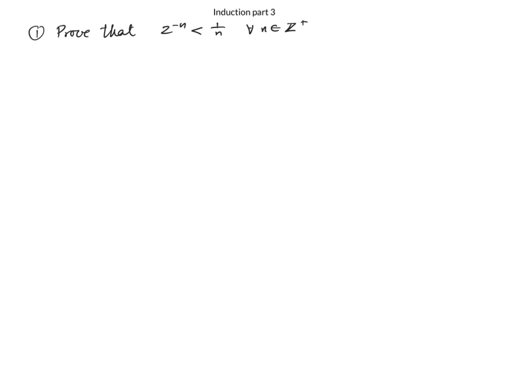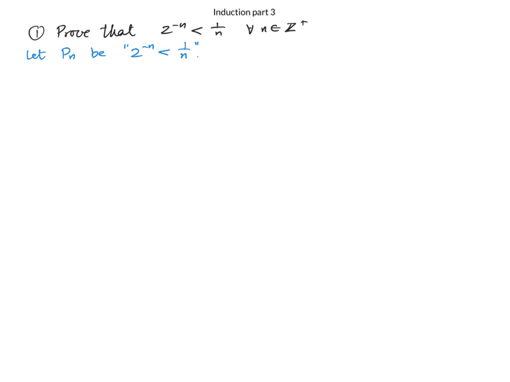So first of all, we have this inequality type induction. The question is to prove that 2 to the negative n is less than 1 over n for all n in Z plus. Again, we start by creating a name for this statement. So let P(n) be 2 to the negative n is less than 1 over n, and the statement does not have the "for all n" in it.